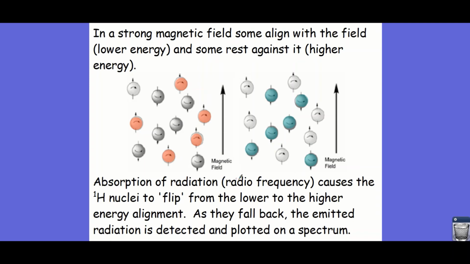Absorption of radiation, once the magnetic field has been applied, will cause the protons to flip, as shown in this second diagram. So they flip from the lower energy to the higher energy, so they flip from aligning with the field to going against the field. And then as they fall back, radiation is emitted and plotted on a spectrum.